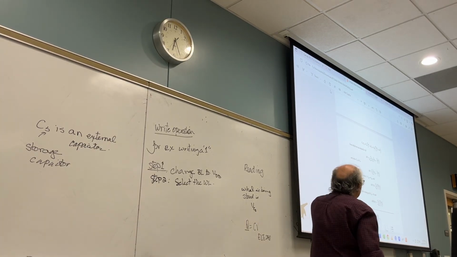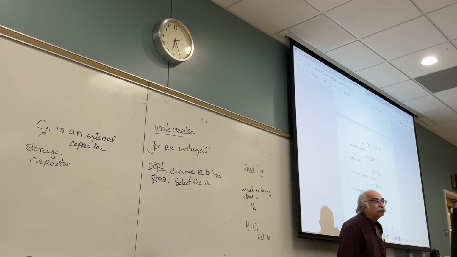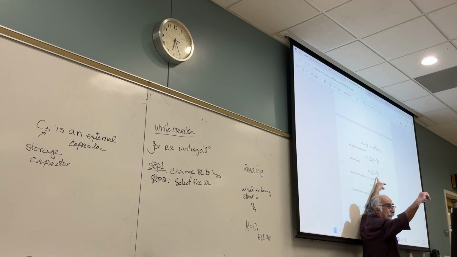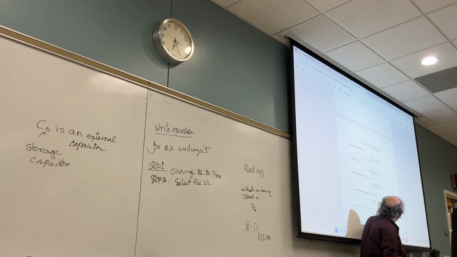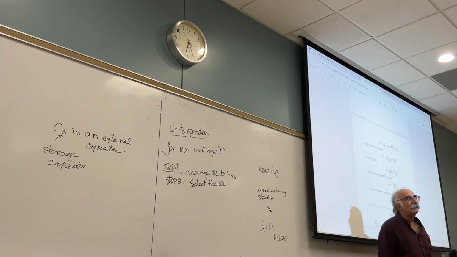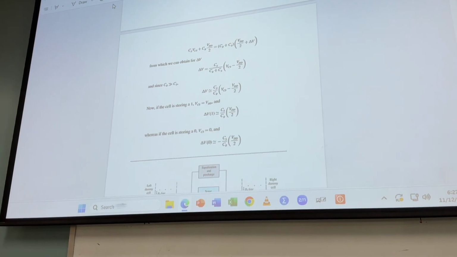What is delta V of 0? Delta V of 0 is when the stored voltage is what? 0. So it's what? Minus CS over CB, VDD over 2. Did you get it? Yes. Yes or no?